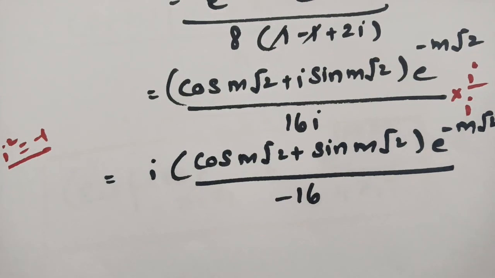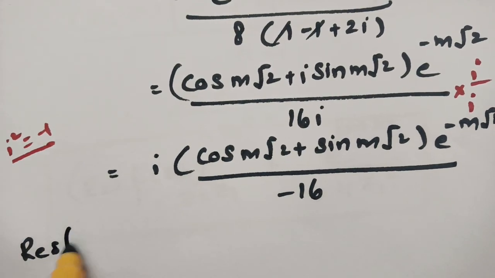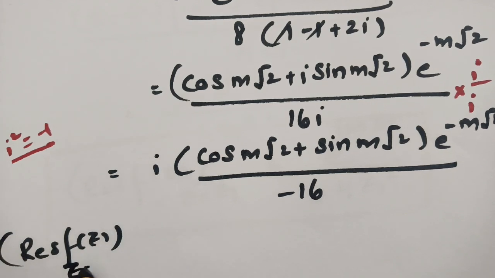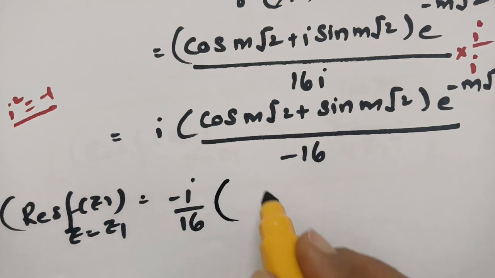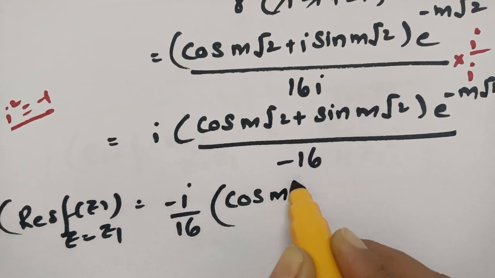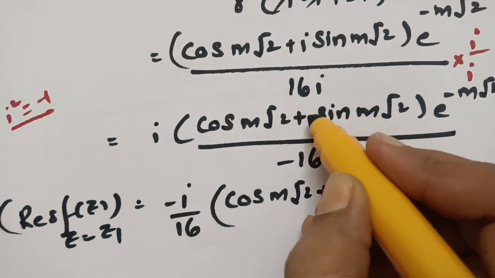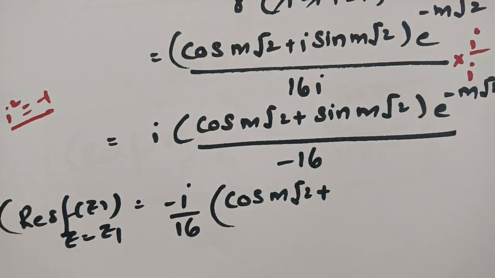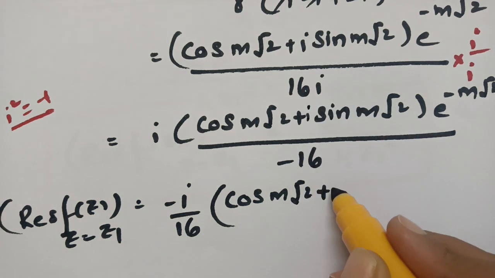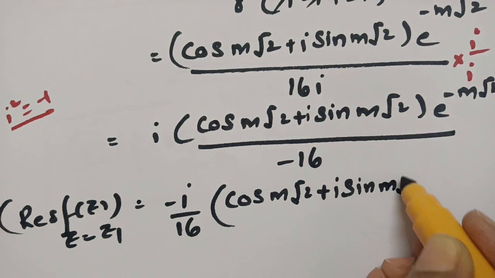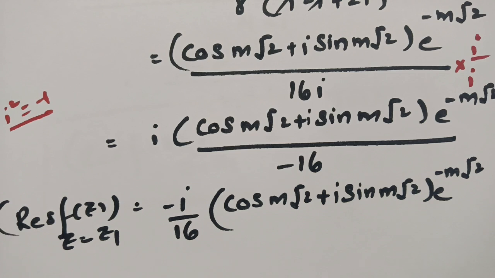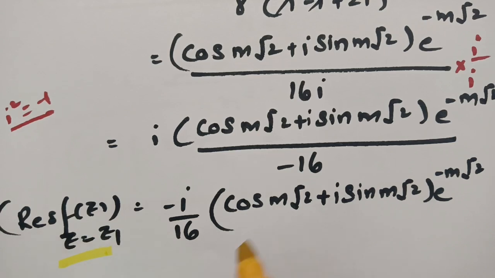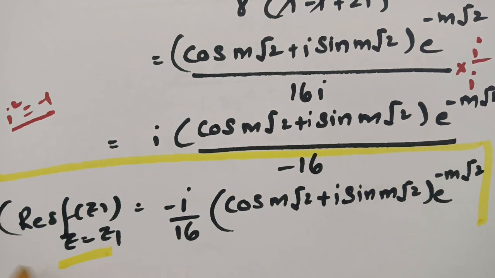And this is the residue of f(z). So this value is nothing but the residue of f(z) at the point z = z1. The first thing here is minus i by 16 times of (cos m√2 + i sin m√2) into e^(-m √2). So this is our first value here. This value is the residue value for the interior pole z = 1. So please remember this one.